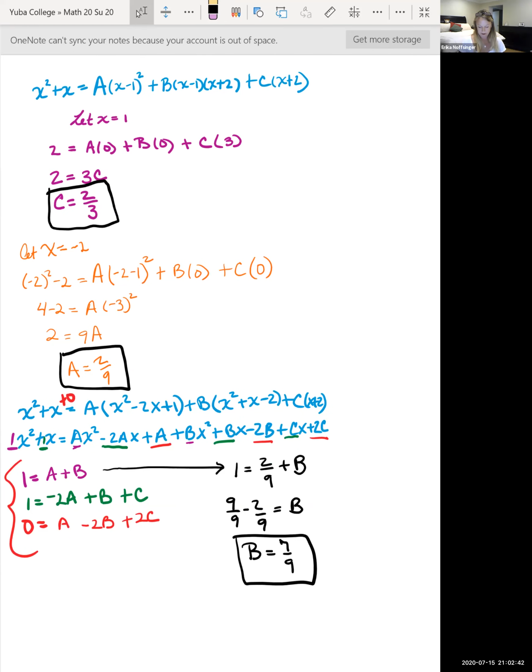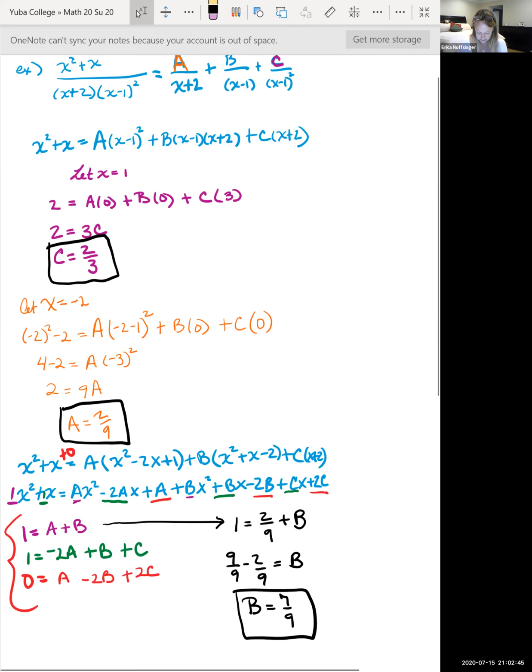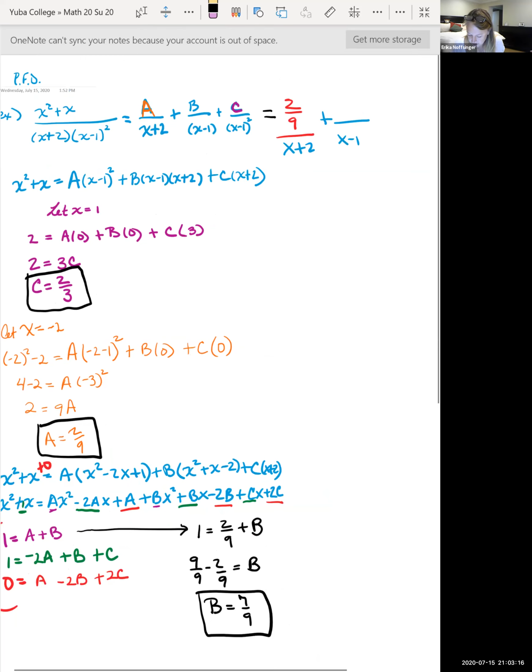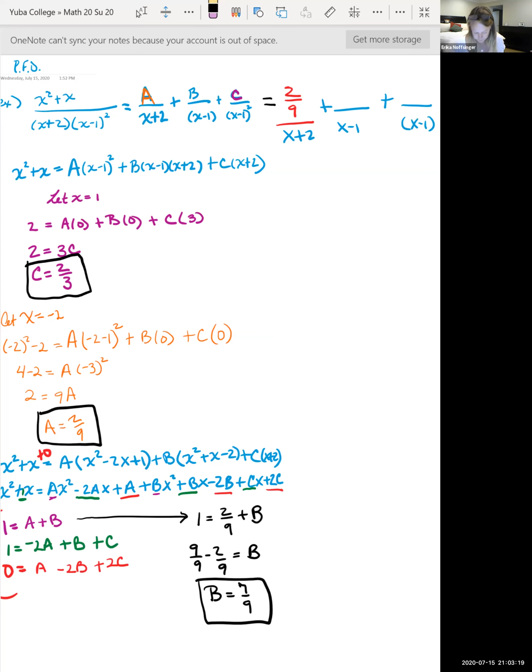So we have our fraction. This is equal to 2 ninths all over x plus 2, plus B, which is all over x minus 1, plus C, which is all over x minus 1 squared. So C was 2/3, and B was 7/9.